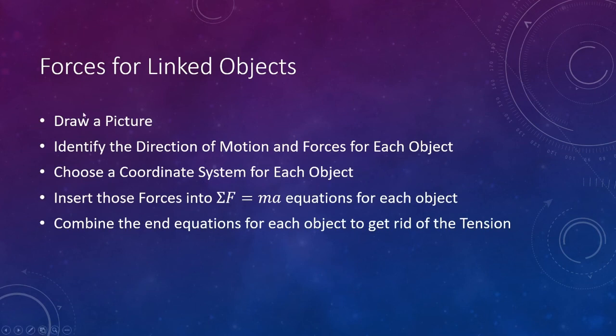So to repeat, as with any force problem, you want to draw a picture, identify the direction of motion, forces for each object, and the coordinate system for each object, and insert those into F equals ma equations for each object. As you do so, you have to be very mindful about keeping the signs consistent for the acceleration, because the acceleration has to have the same magnitude for each object. So if they're moving to the right, it's a positive x acceleration; moving left, negative x acceleration; moving up, positive y acceleration; moving down, negative y acceleration.